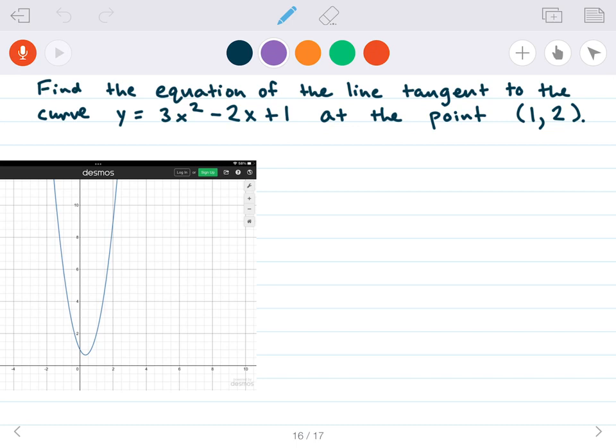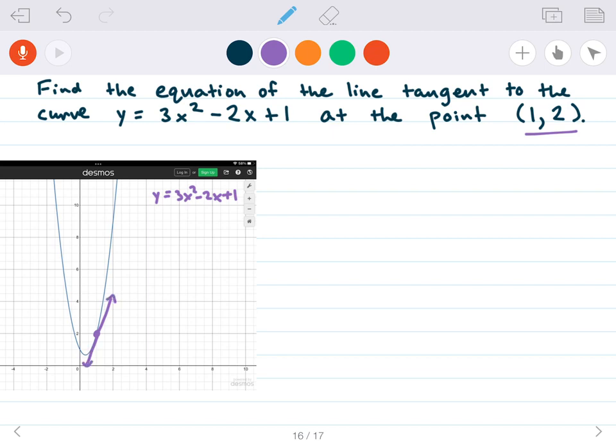Find the equation of the line tangent at the curve y equals 3x squared minus 2x plus 1 at the point 1, 2. What does this mean? Well, okay. We need to figure out the slope of the tangent line to a point. And here's the curve. This is the curve y equals 3x squared minus 2x plus 1. And what we're looking at is at the point 1, 2, which is right here. We want to know what the equation of this line is.